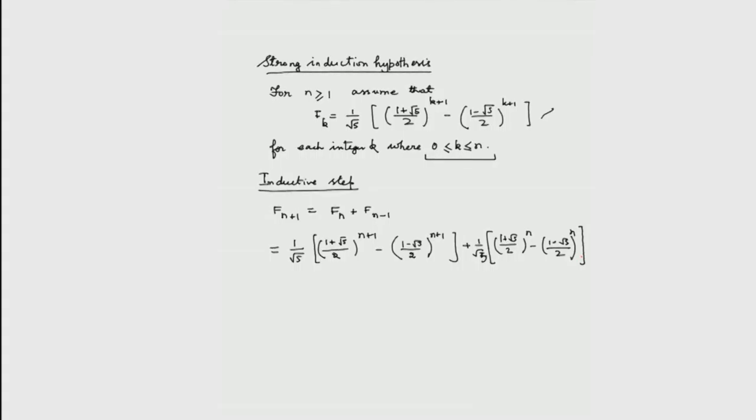Now, for convenience, we replace 1 plus root 5 upon 2 by a and 1 minus root 5 divided by 2 by b, and the expression will become a to the power n plus 1 minus b to the power n plus 1 plus a to the power n minus b to the power n, which in turn becomes 1 by root 5 (a to the power n (a plus 1) minus b to the power n (b plus 1)).